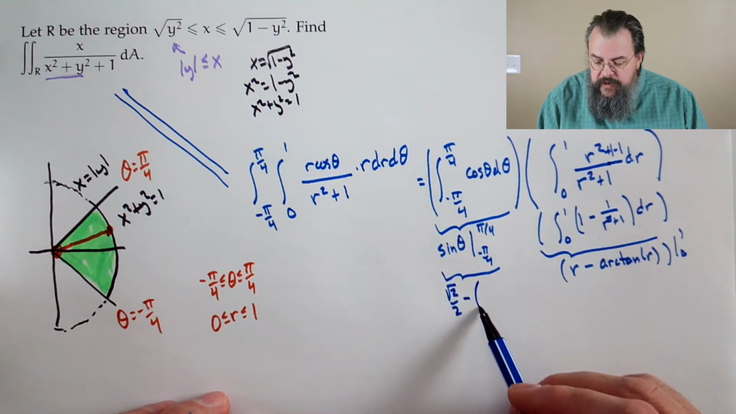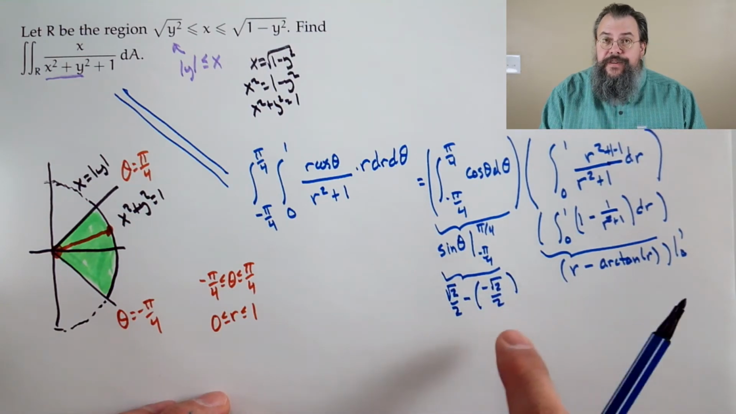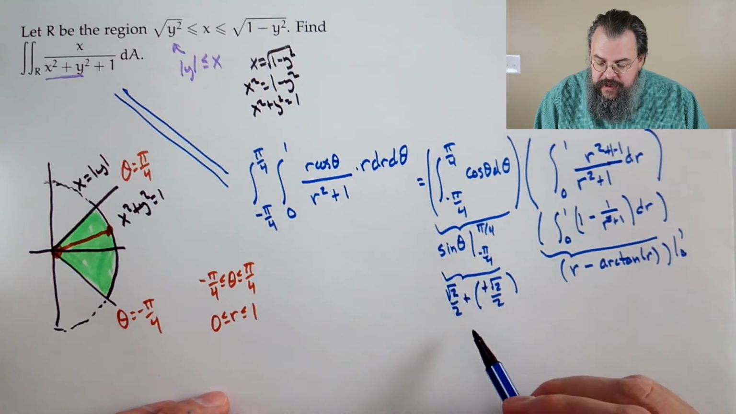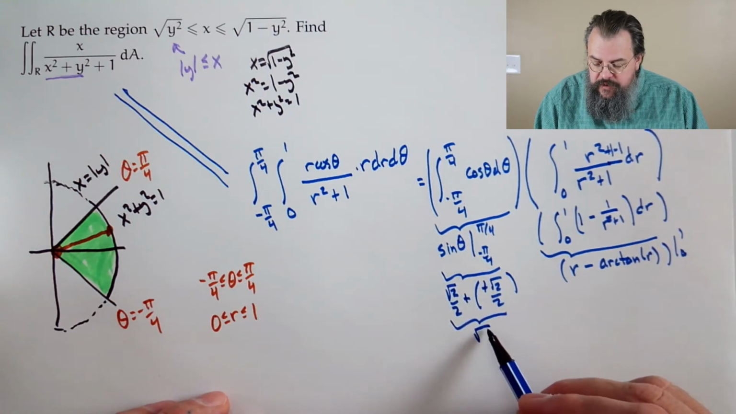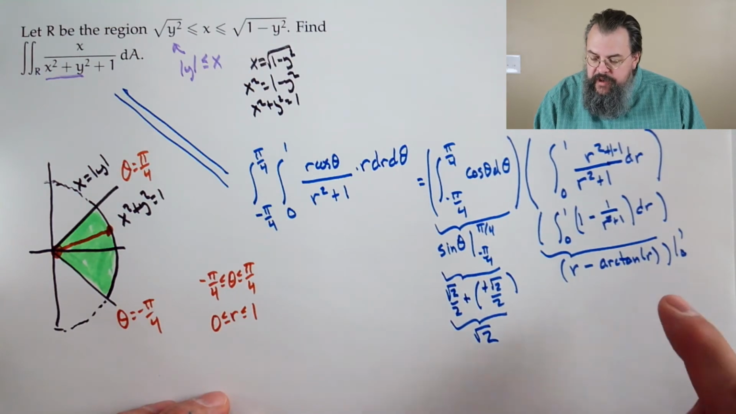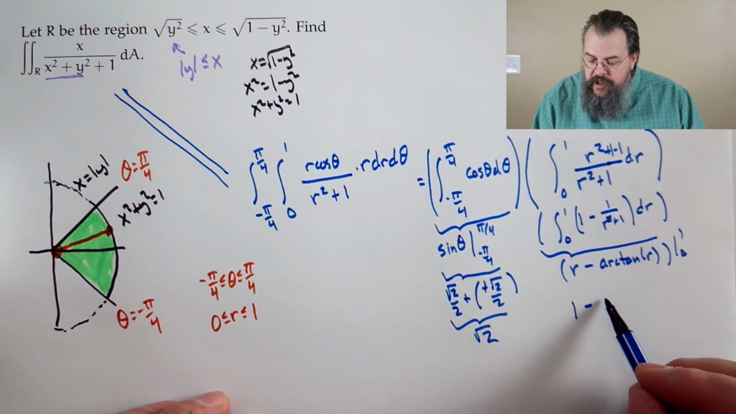Then we're going to subtract. Sine of negative pi fourths is minus root 2 over 2. So these don't cancel, they actually combine. When we put them together, it adds up to a single root 2. So that's that part. In the meantime, over here, we have 1 minus arctangent of 1, which is pi fourths.